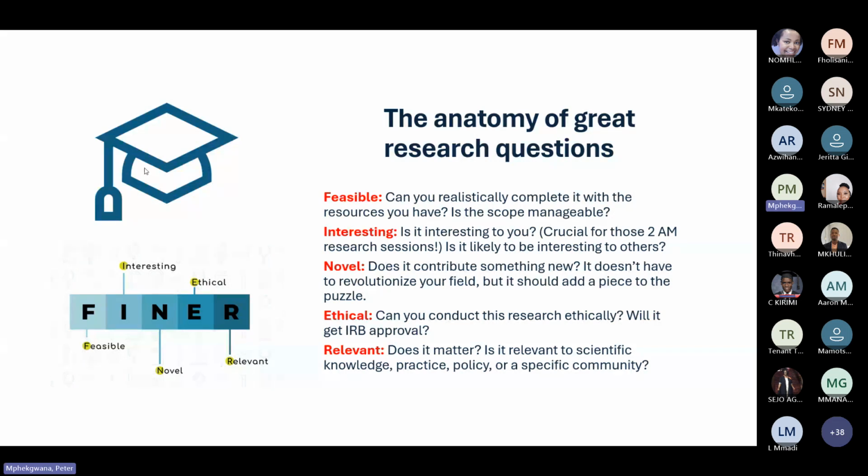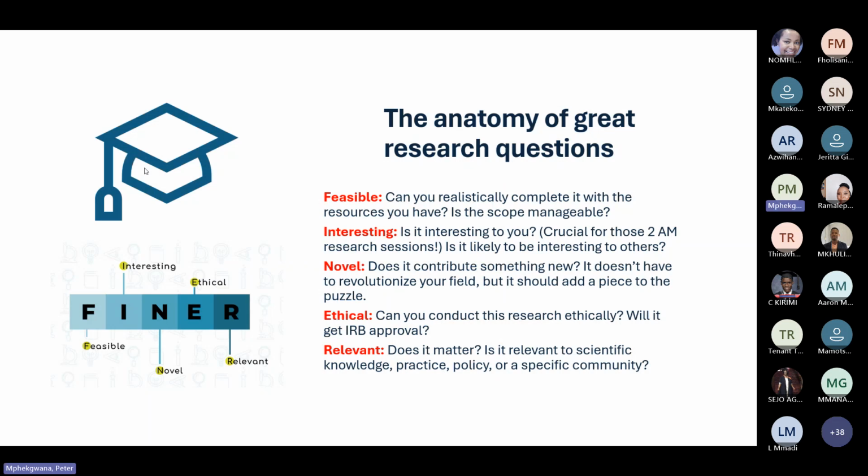If you say that the mortality rate among those having this disease is 3%, and you want to investigate why people are dying because of this disease, but the prevalence is 3%, the question will be, does it matter? 3%, is it a problem? That's why we say, whatever your research question, is it relevant? Is it ethical? Can it be conducted ethically? Is there any novelty? Does it contribute something new? You need to ask yourself these kinds of questions about your research. Is it interesting?